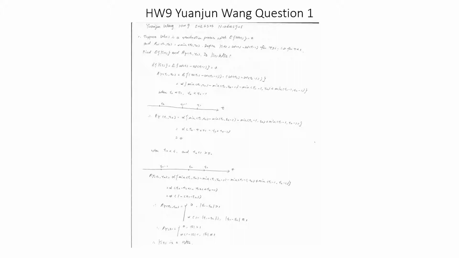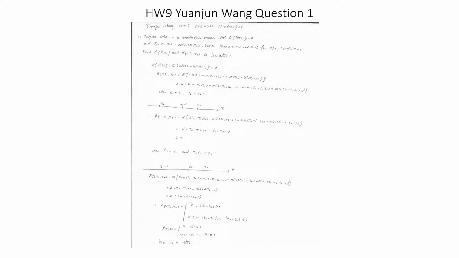So R_Y(t1, t2) is going to be equal to the expected value of (W(t1) minus W(t1 minus 1)) times (W(t2) minus W(t2 minus 1)). Plugging in the equations from the question, we get that it's equal to alpha times the minimum of t1, t2, minus the minimum of t1, t2 minus 1, minus the minimum of t1 minus 1, t2, plus the minimum of t1 minus 1, t2 minus 1.